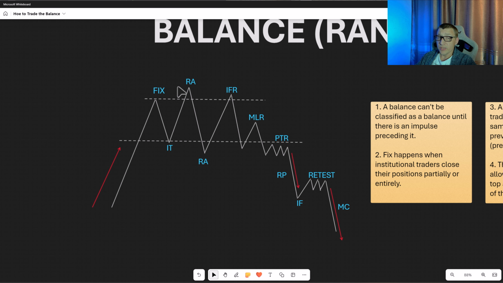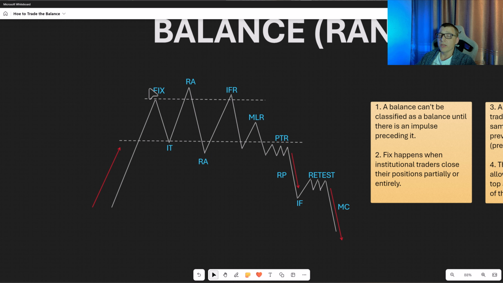Okay, the third step is a responsive activity. We can have one or two responsive activities from one or both sides. What is a responsive activity? To put it simply, a responsive activity is a response from an institutional trader. Okay, and usually it happens a bit above or a bit below the borders of the balance.